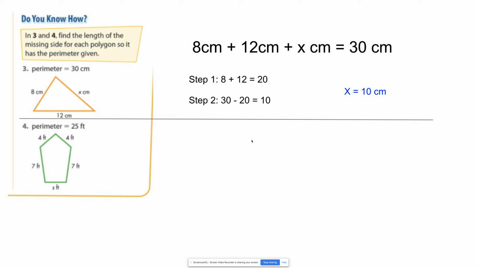So that missing side is 10 centimeters. In this shape here, the perimeter is 25 feet. So I have how many sides? I have 1, 2, 3, 4, 5. There's 5 sides to this shape.